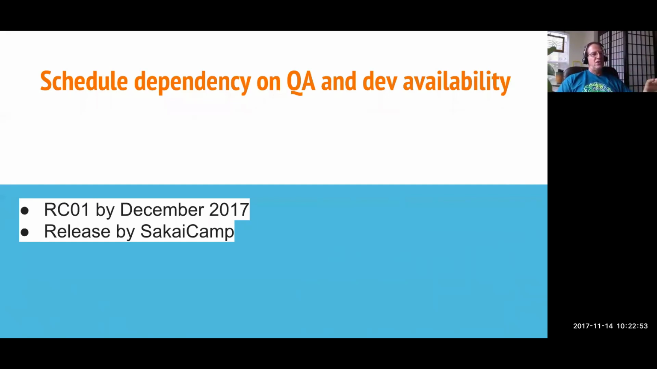So our hope is RC01 by December, which I think is still possible if we get a bit more community participation in QA testing, and then released by Sakai Camp, which is late January of 2018. But those are tentative times that have those big dependencies. If we don't get enough QA, or for some reason some issues come up and we don't have enough development resources, that could be an issue. At the moment, I'm not seeing that as an issue.